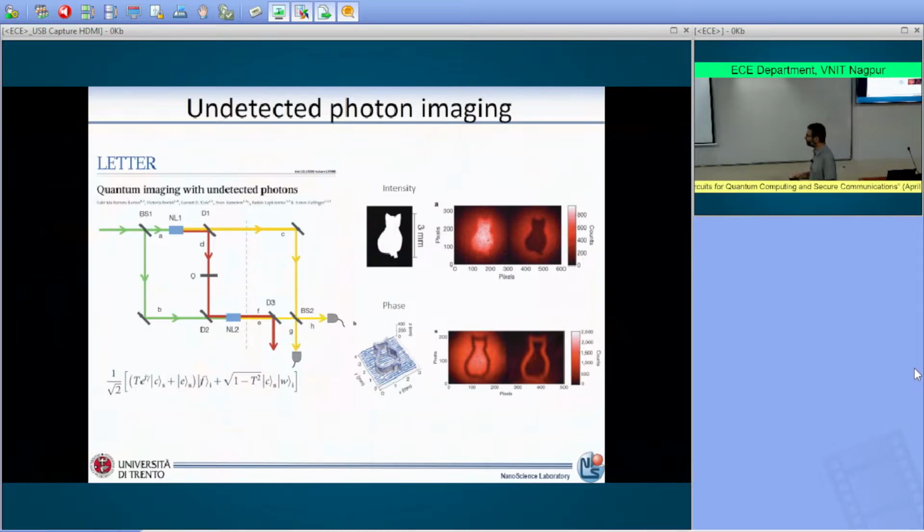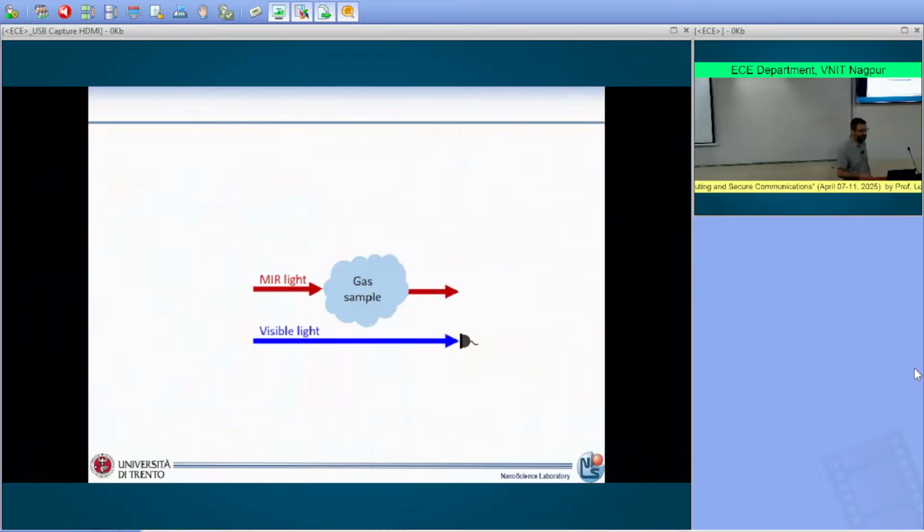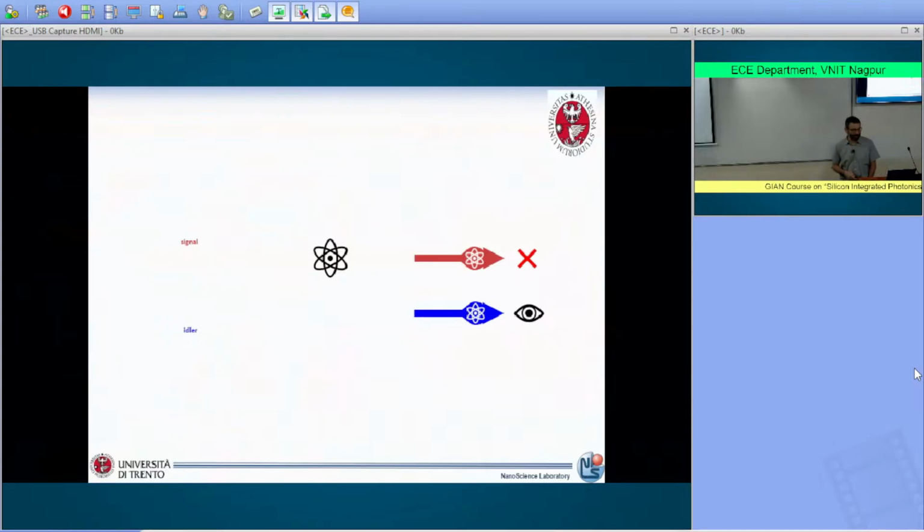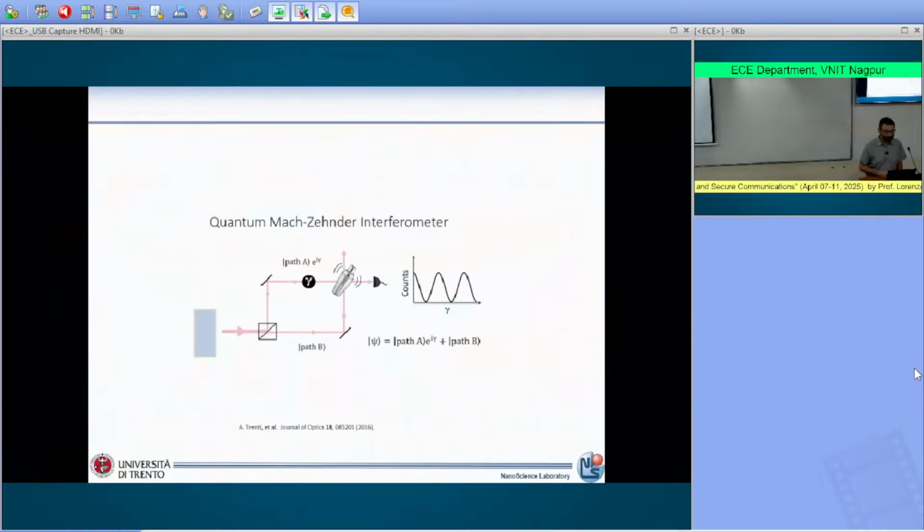So let us try to understand exactly what we are doing. In the undetected photon spectroscopy, one of the photons interacts with the object, and then we look at the other photon, not the photon that is interacting with our object. And so now the goal is to try to understand why this is possible. How can we indeed achieve this? So we start from scratch. The first thing that we have to understand is the quantum Mach-Zehnder interferometer.